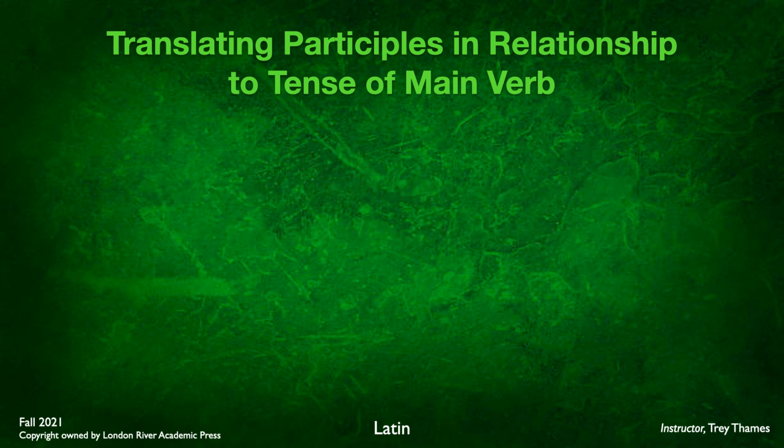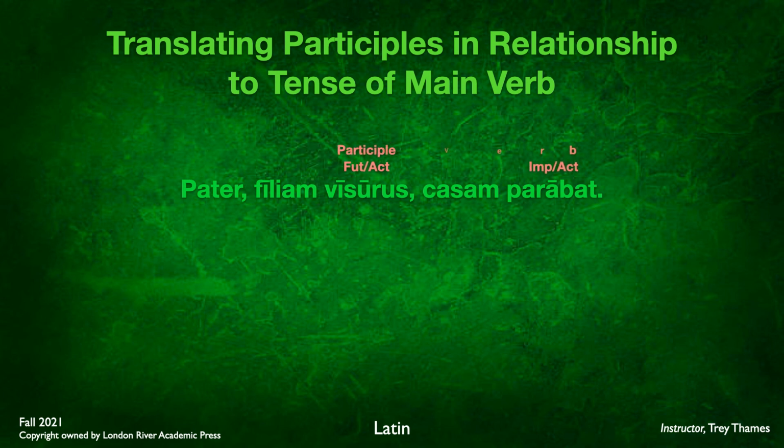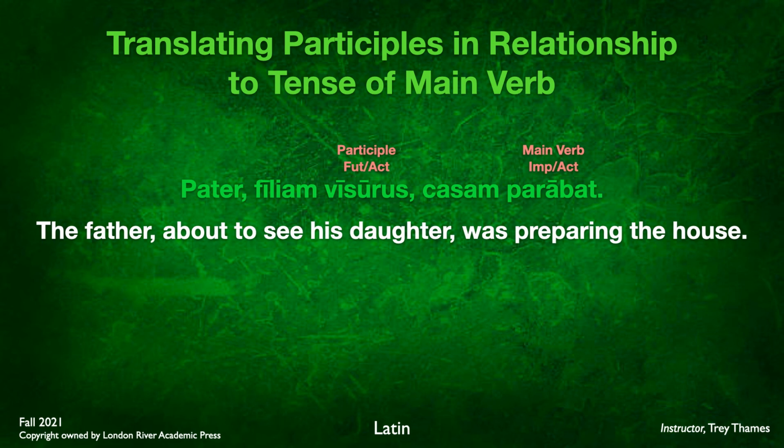Let's look at maybe two more examples here. Pater filiam visurus casam parabat. Here we have the main verb parabat as the imperfect active. He was preparing. And then we have visurus. So if you notice that -urus in the middle of that word, that tells us it's the active future participle. About to see. So pater, subject, the father, about to see filiam, the daughter, his daughter. Parabat, was preparing casam, the house. So here's our translation. The father, about to see his daughter, was preparing the house.